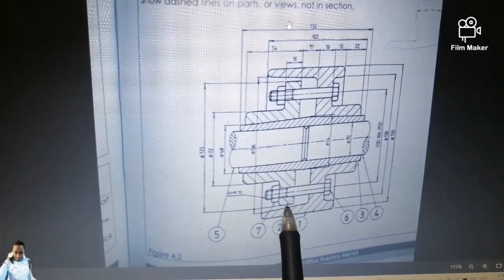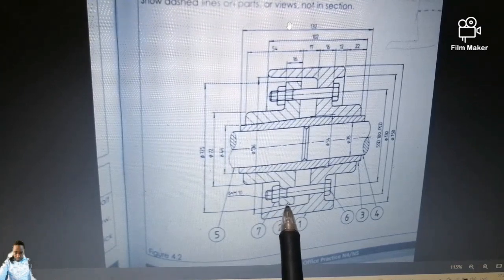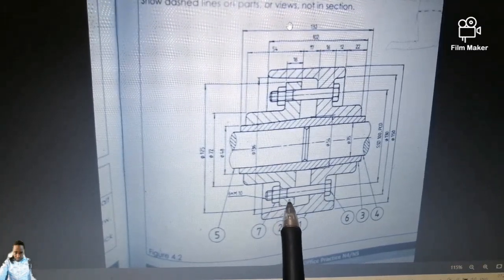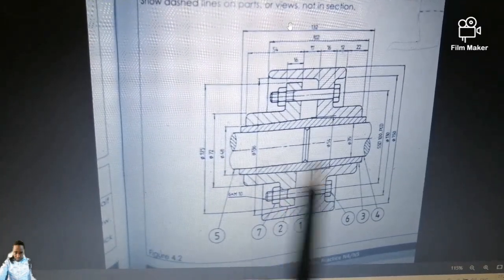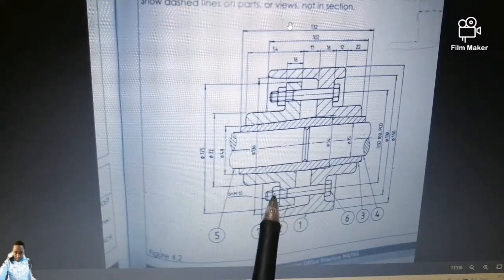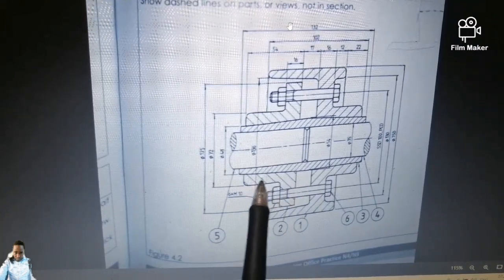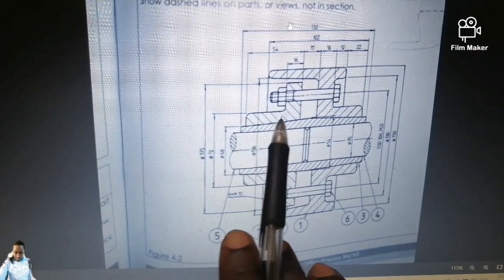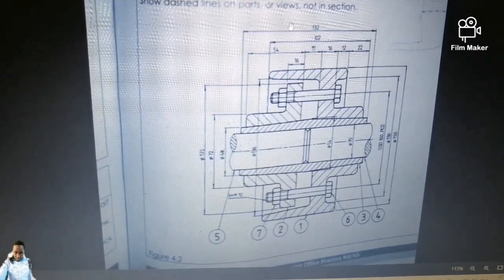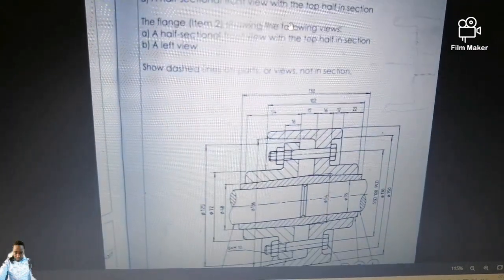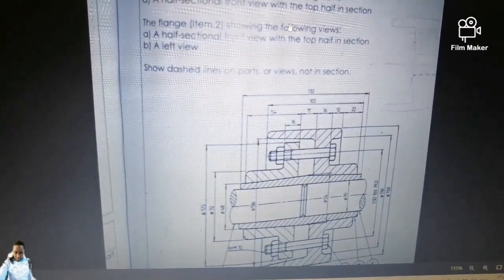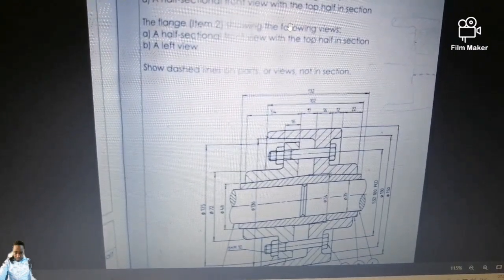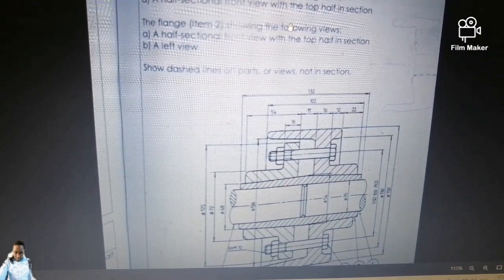So it's simple then, because you'll be tracing item 2 following these hatches that go in a clockwise direction, which is this one. There it goes. So they're saying showing what? A left view of it and a front view with the top half in section. A left view of it.